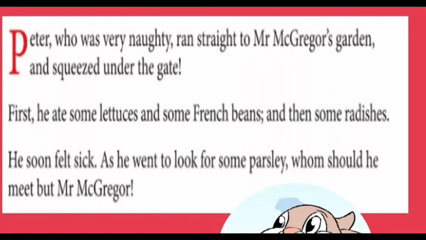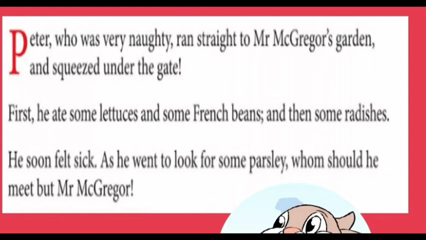Peter, who was very naughty, ran straight to Mr. McGregor's garden and squeezed under the gate. First, he ate some lettuce and some fresh beans and then some radish. He soon fell sick. As he went to look for some parsley, whom should he meet but Mr. McGregor. So, what did Peter Rabbit do?